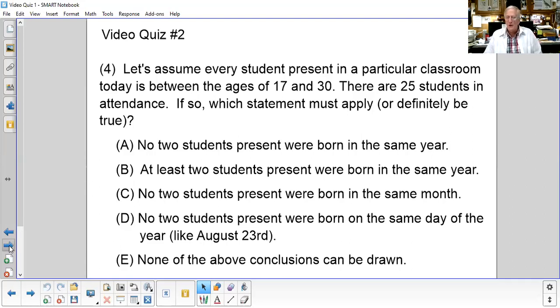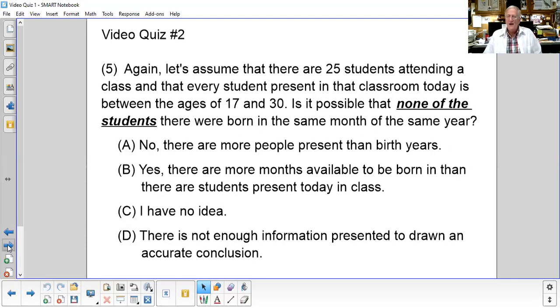All right, and here's finally question 5. By the way, these are 10-point quizzes. Each question's correct answer is worth 2 points in your pocket. So here we go. Number 5.